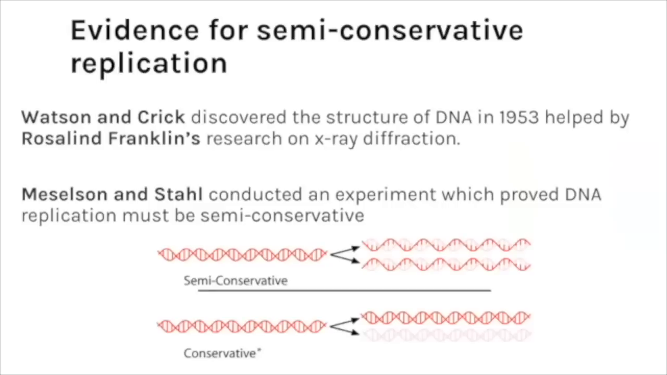The evidence for this you need to know a little bit about also. So it was Watson and Crick who discovered the structure of DNA, so that double helix, but they only managed to discover that because of Rosalind Franklin's research on X-ray diffraction. Meselson and Stahl conducted experiments which proved that DNA replication was semi-conservative.